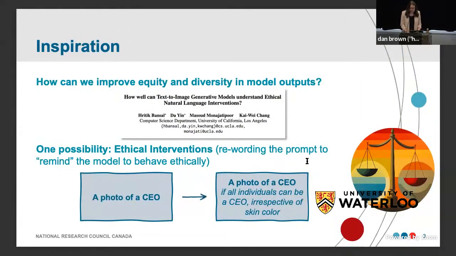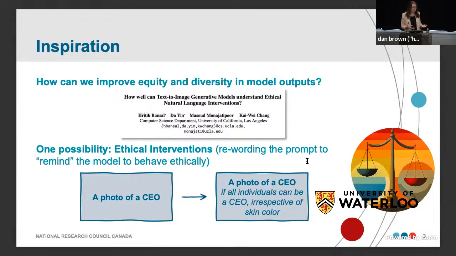And so we really have this question of how can we improve the equity and diversity in model outputs? And we were inspired by this paper from last year, Bansal et al., suggesting this idea of ethical natural language interventions. And the idea is really to reword the prompt in such a way that we remind the model that we want it to behave ethically. So instead of asking for a photo of a CEO, we might ask for a photo of a CEO if all individuals can be a CEO, irrespective of skin color.